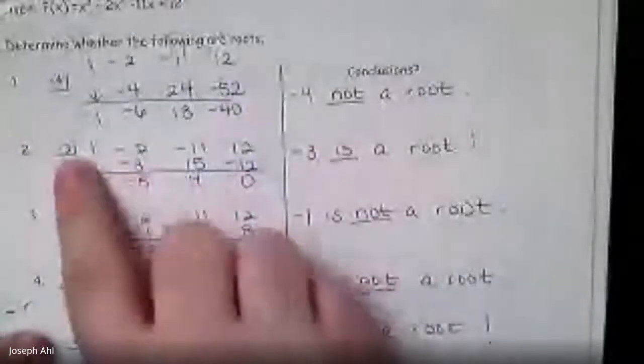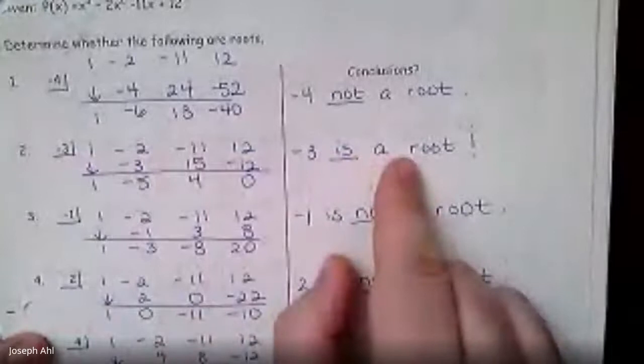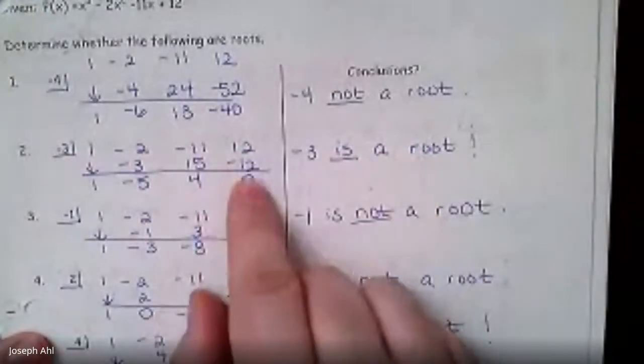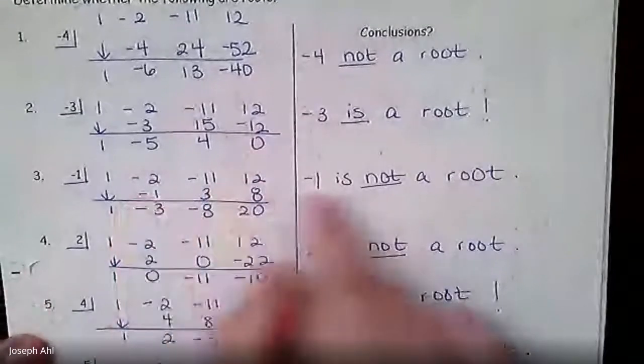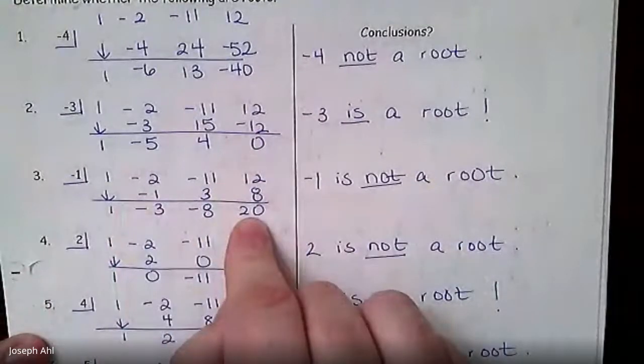So let's take a look at the answers. Hopefully you hit pause at this point. -3 turned out to be a root. And again, the reason why I know that is that the remainder there is 0. -1 turned out not to be a root. We had a remainder of 20 when we tested -1.